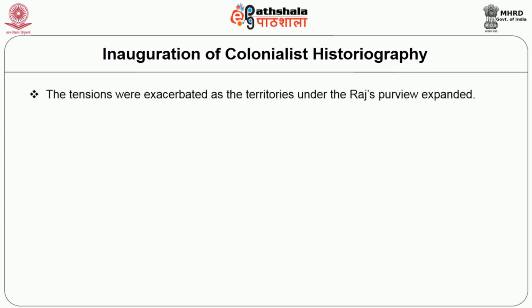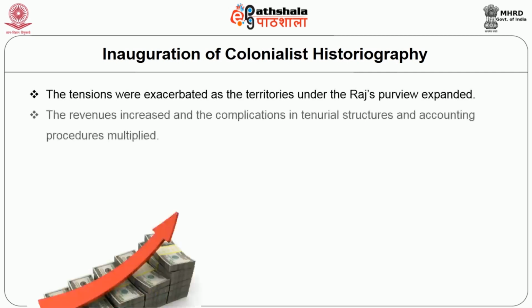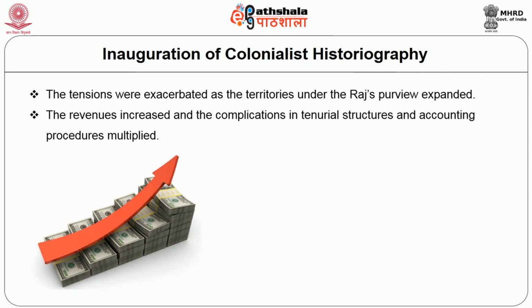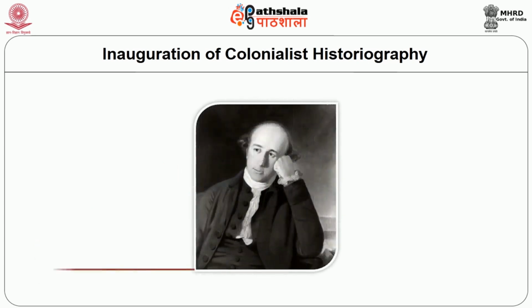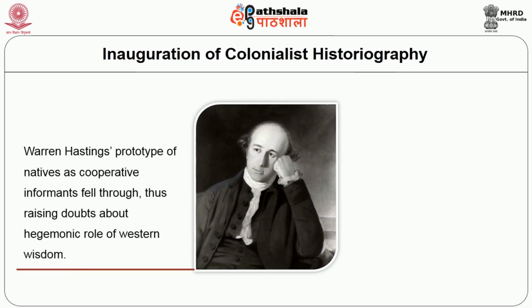The tensions were exacerbated as territories under the Raj's purview expanded. The revenues increased and the complications of tenurial structures and accounting procedures multiplied. The more the officials failed to manage the increased revenues and the complicated tenurial structures and accounting procedures, the more accounts presented the natives as inferior. As such, Warren Hastings' prototype of natives as cooperative informants fell through, thus raising doubts about the hegemonic role of Western wisdom.